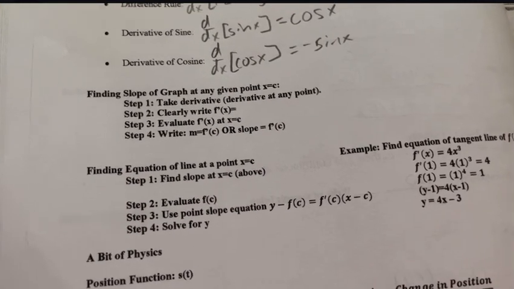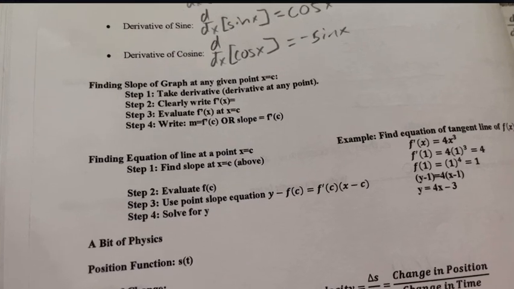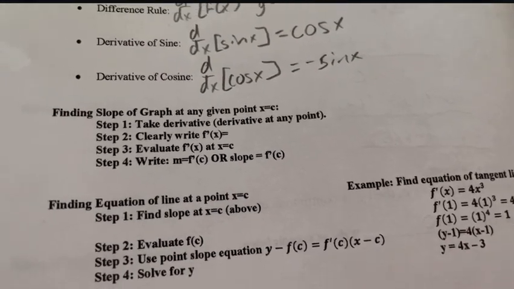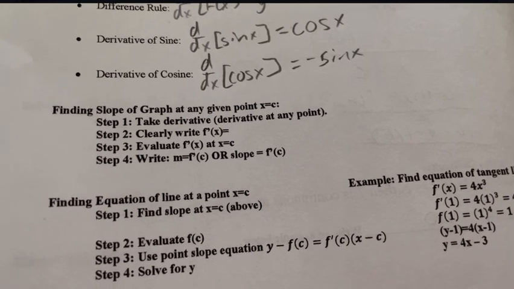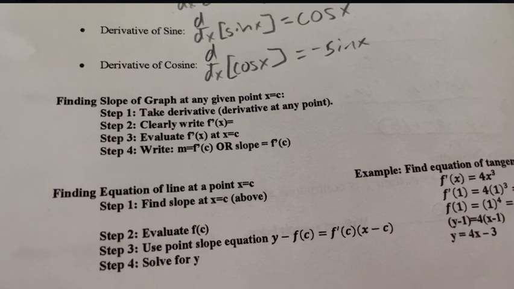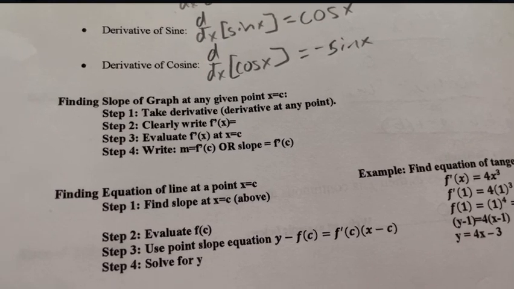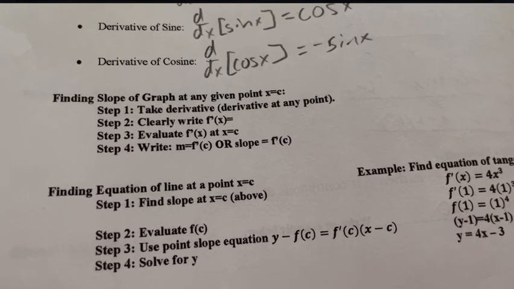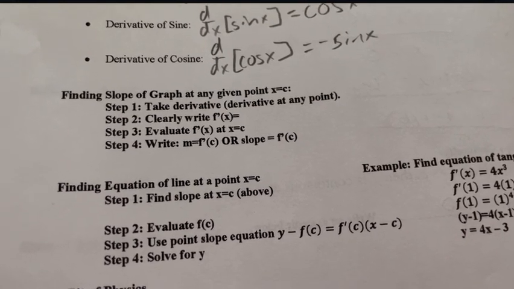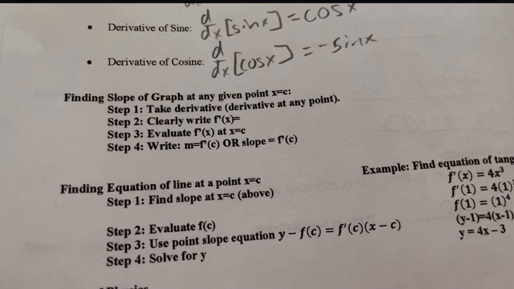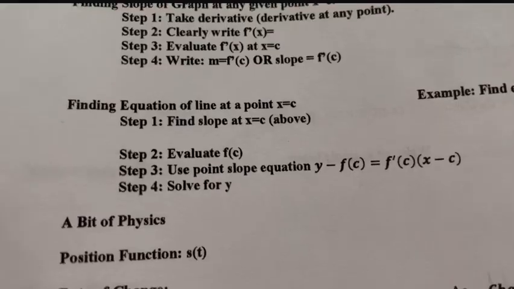To find the slope of a graph at any given point x equals c. Step 1, take the derivative at any point. Step 2, clearly write f prime of x equals. Evaluate f prime of x at x equals c. Finally, write m equals f prime of c, or the slope equals.